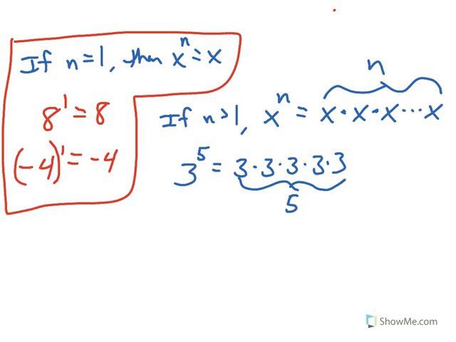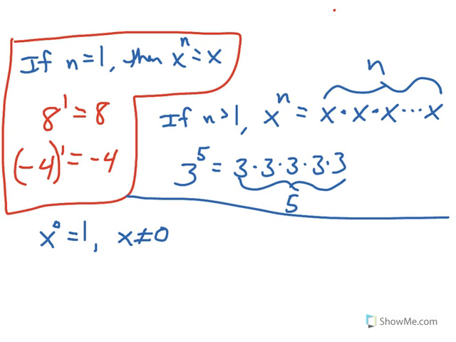Another definition of integral exponents. X to the 0 will always equal 1 so long as x isn't 0. Example, 8 to the 0 power is 1. Negative 4 to the 0 power is 1. Any number to the 0 power is 1, as long as that original number, the base, isn't 0. 0 to the 0 power is undefined.